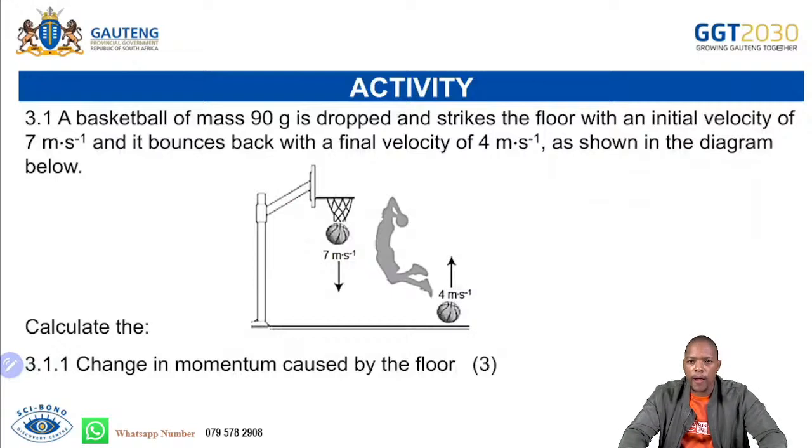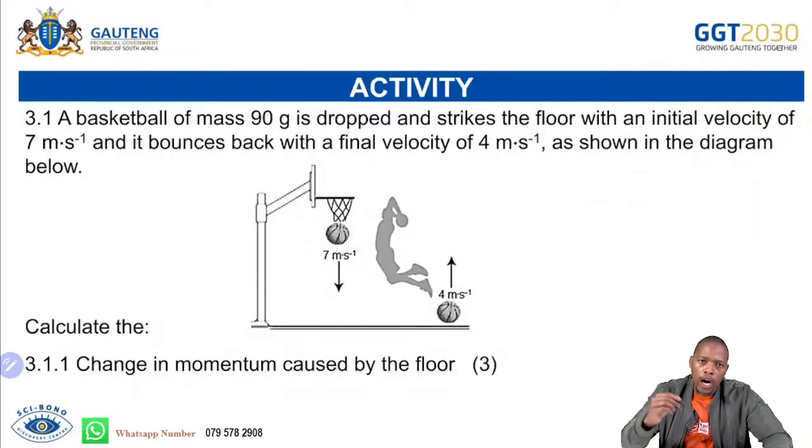Okay, this one here is a calculation question. So they are saying a basketball of mass 90 kilograms is dropped and strikes the floor with an initial velocity of 7 meters per second, and it bounces back with a final velocity of 4 meters per second as shown in the diagram below. And they say we must calculate the change in momentum. 3 marks, right? I want these 3 marks to be 3 free marks for you, grade 12. I don't want anyone to get any question wrong when it comes to this momentum thing. This should be free 3 marks.